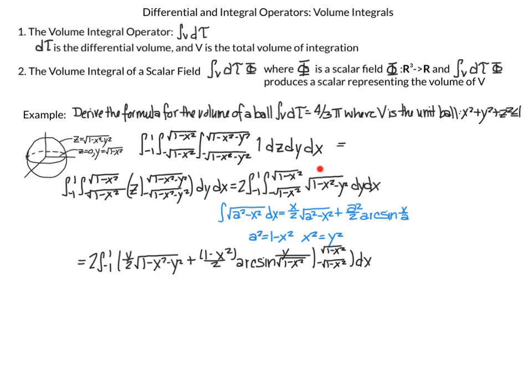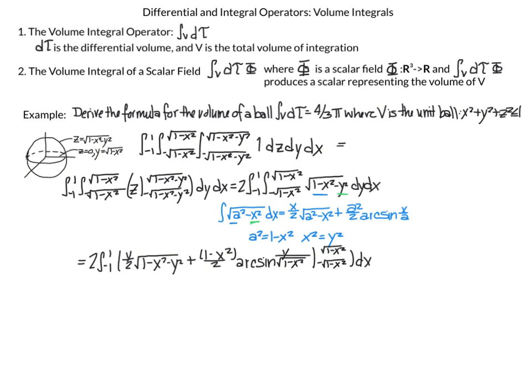To perform this integral with respect to y, I looked this up in my integration table. So if I have the square root of a squared minus x squared dx, then the integral is x over 2 square root of a squared minus x squared plus a squared over 2 arc sine of x over a. So here I'm going to let this portion, my 1 minus x squared, equal a squared, and I'm going to let my y squared play the role of the x squared in this formula.